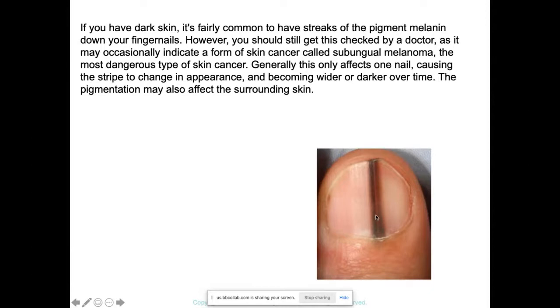You see this is an indicator of skin cancer called subungual melanoma. Cancer just doesn't show up on the skin itself. You can see it through the nails as well.